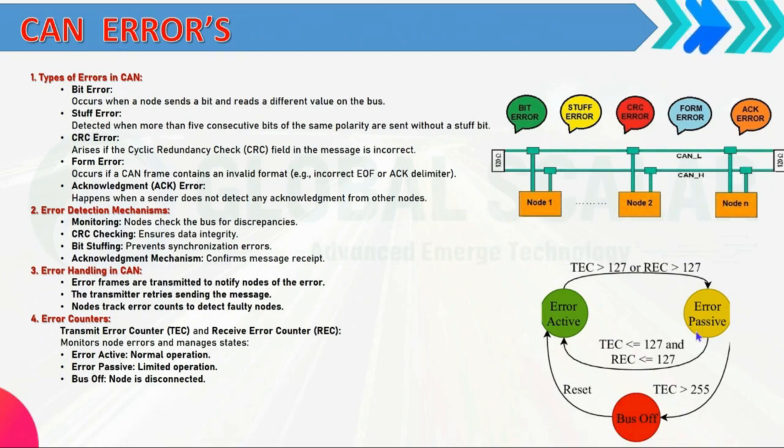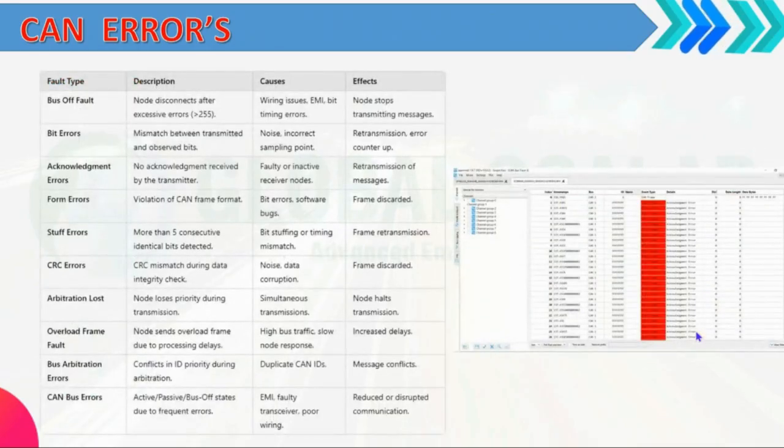Coming to the error active state, initially the counter will be less than or equal to 127. Beyond that, it will transition from active to passive. If it is more than 255, then it will be bus-off, where the node will be completely disconnected from the transmission. And we have debugging tools like CANoe, CAN Analyzer, and CAN Oscilloscope, where the data can be monitored.